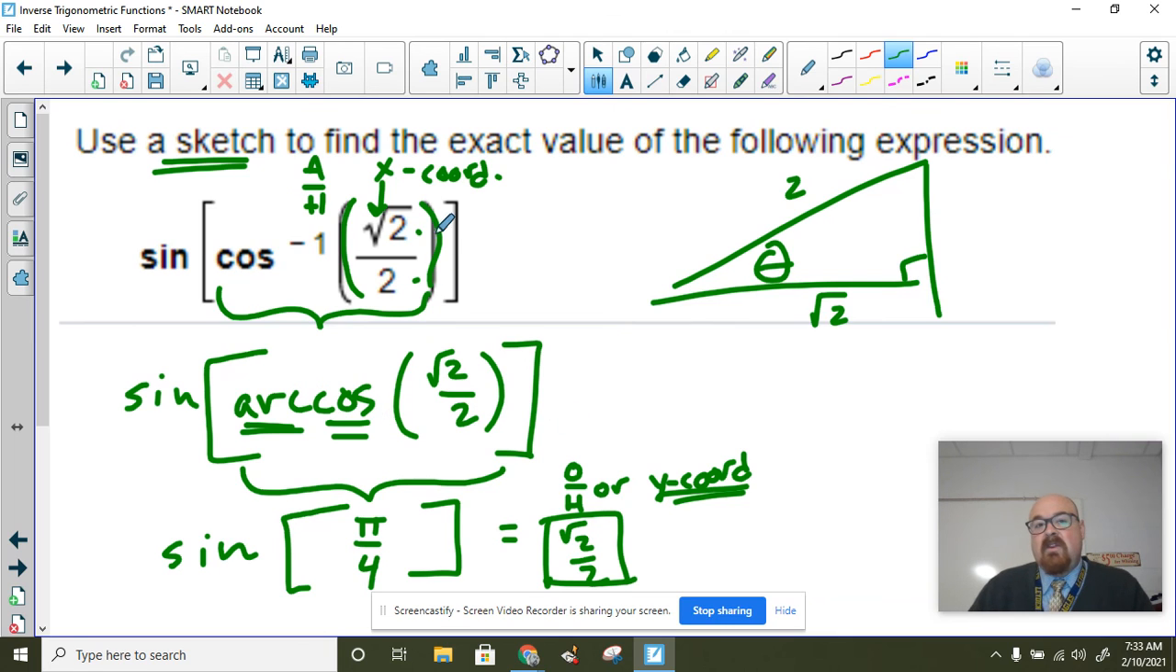So really what it comes down to is understanding what the input can be, understanding what the output is, replacing this huge mess with that output, and then reevaluating with the outside function. Okay.